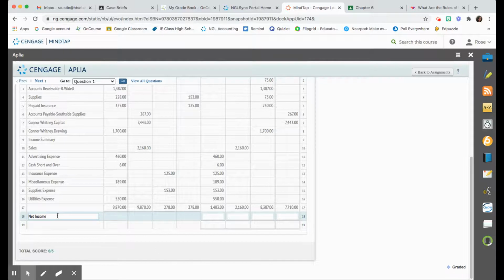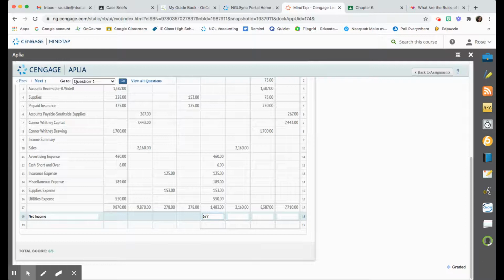You would type net income if you made money. In other words, your sales are higher than your expenses. So that means you made money. If your expenses were higher than your sales, then you lost money and you would type in net loss over here. Okay. So we are simply going to subtract the difference between the two.